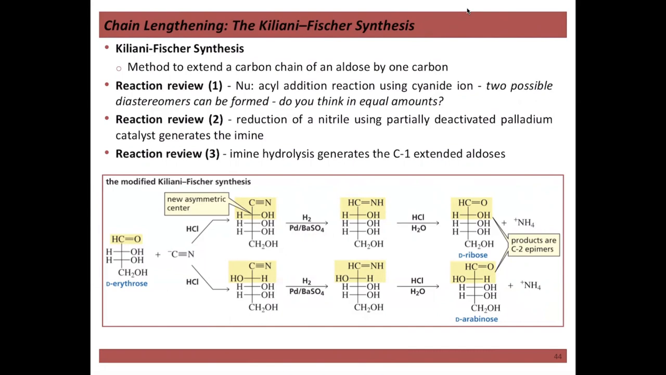We reduce it down to the imine, and then we just do the imine hydrolysis to get to our aldehydes. And from erythrose, a 4-carbon sugar, we actually make ribose and arabinose. And notice the relationship between those. They only differ at one stereocenter, so we've made epimers. So we now have two epimeric sugars that differ just at the C2 position there.